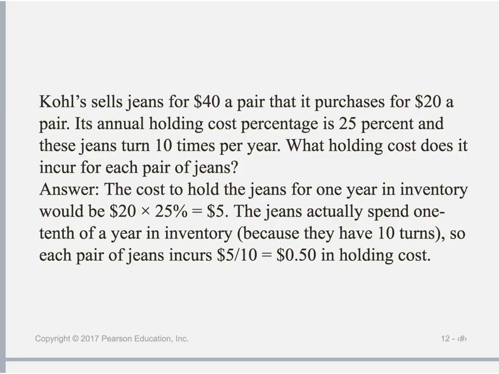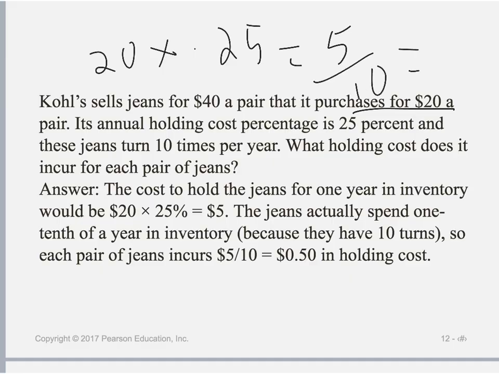So the first thing we want to do is look at not the selling cost, but the purchase cost of the jeans. That's what matters, okay? Remember, it's all about the cost of the item, not the selling price. So it's the $20 times 0.25, which is the percentage. All right, and that's going to give me $5. And I'm turning 10 times per year. So my holding cost is only 0.5, or 50 cents. And that's what we get here.